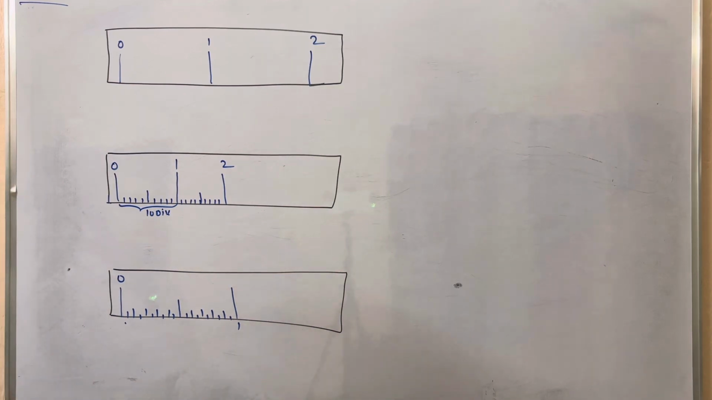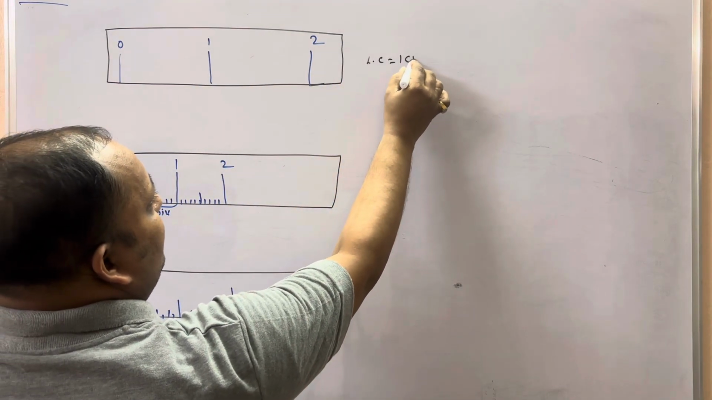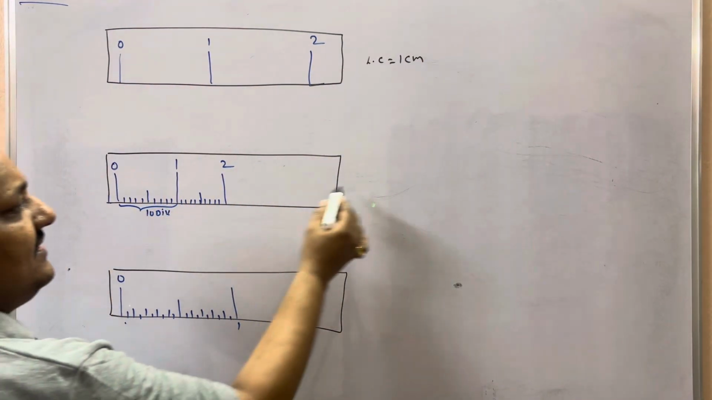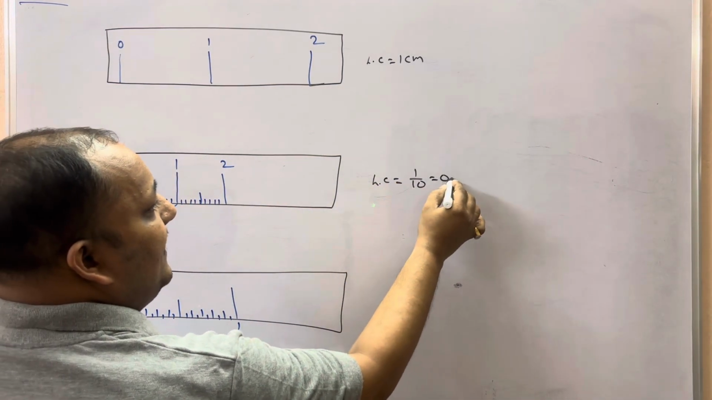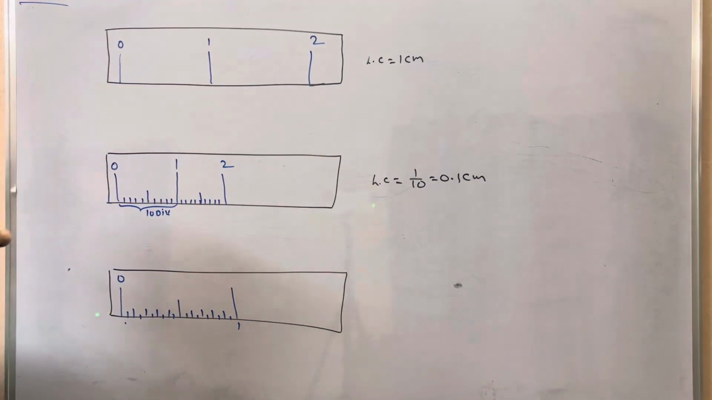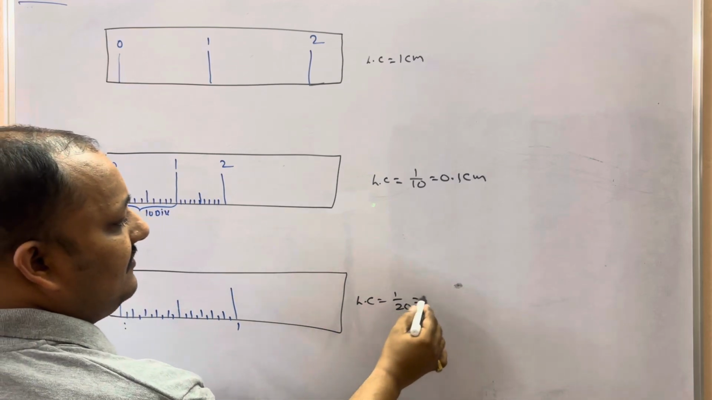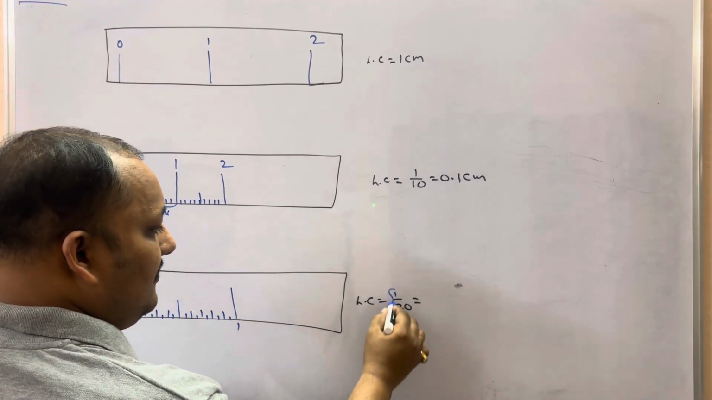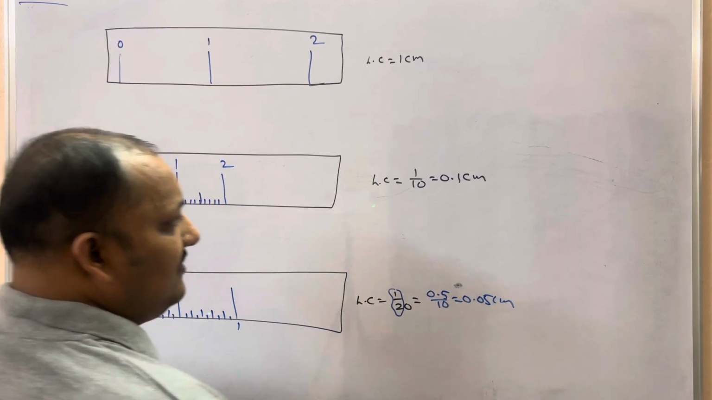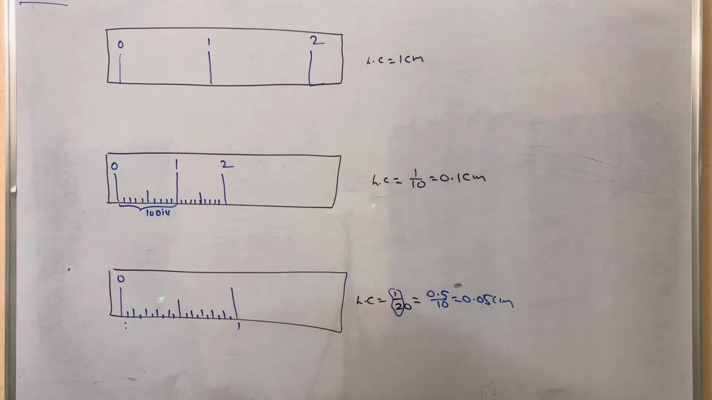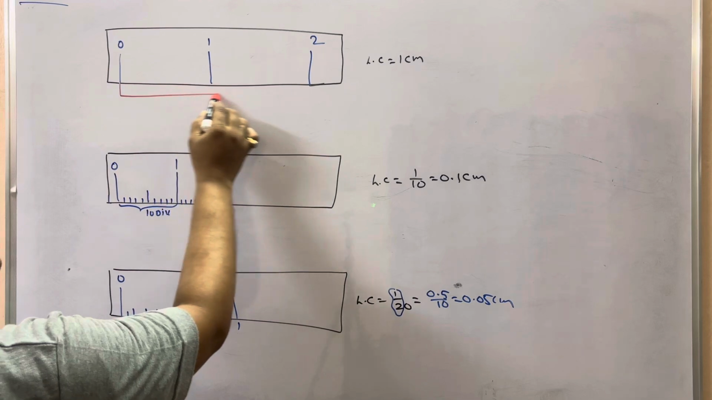This is the scale. Now by using this we can measure the least value, least count 1 centimeter. By using this, least value 1 by 10, which means 0.1 centimeters. This is going to be the least count value 1 by 20. So what is 1 by 2 here? 1 by 2 is 0.5, so 0.5 by 10 is 0.05 centimeters. Correct?